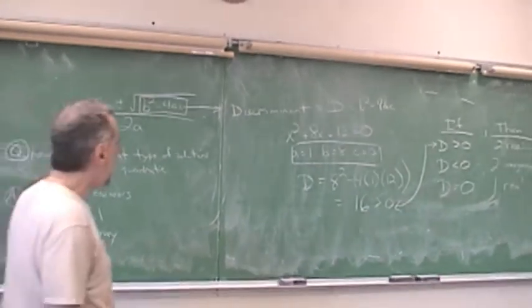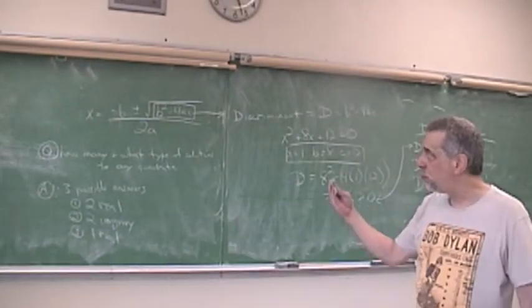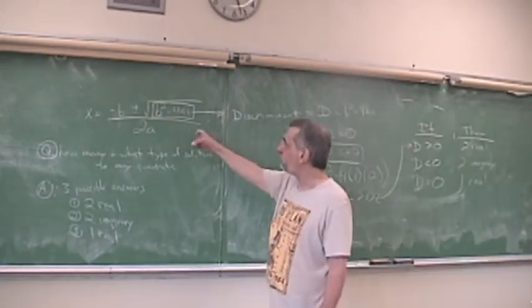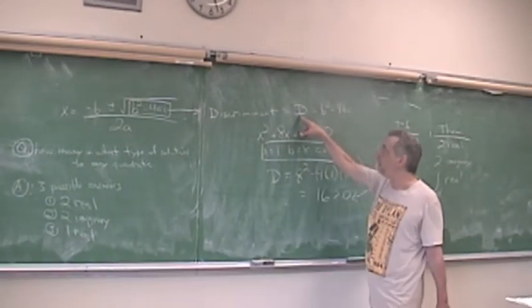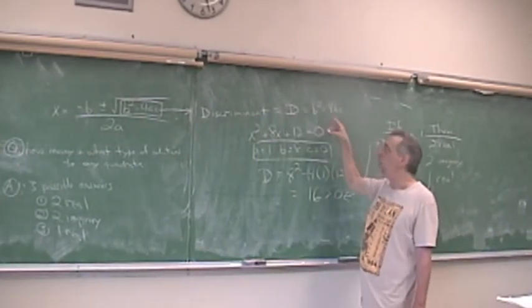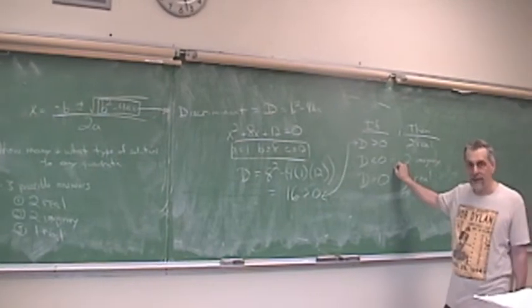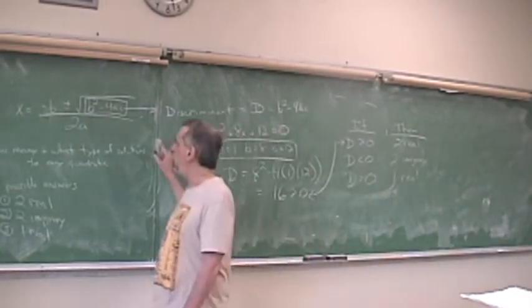All right, so know how to find solutions, actual solutions, using the quadratic formula. Know that the discriminant is the term underneath the square root, and know what the discriminant tells you about the quadratic equation.